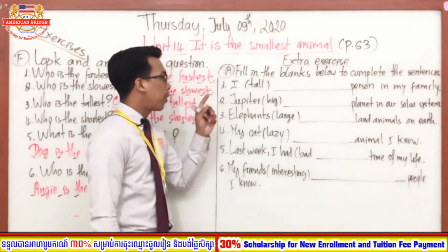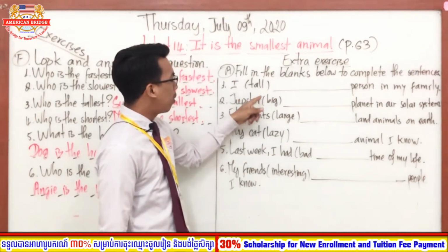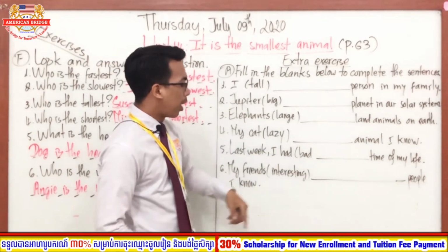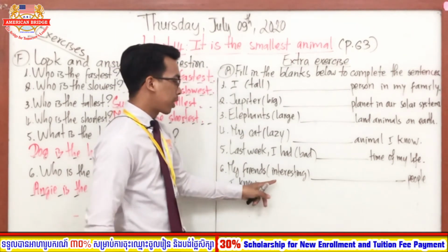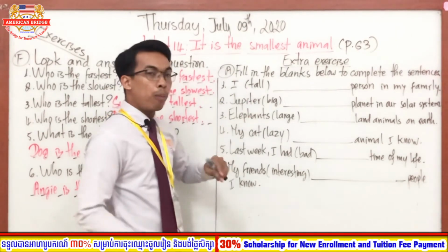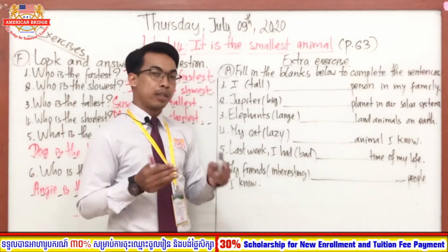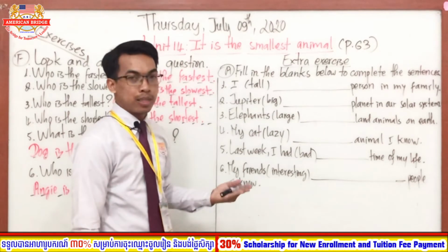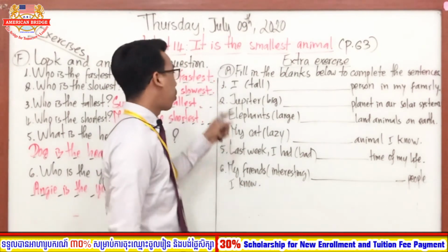Okay. So, everyone, we have the adjective in the brackets. You see, we have the word tall, big, large, lazy, bad, and interesting. So you have to write the correct form of a superlative adjective based on what you have learned so far. And teacher believes that you still remember the formula of the superlative adjective, how to make the sentence. Good. So now, let's not waste our time and move on to number 1.